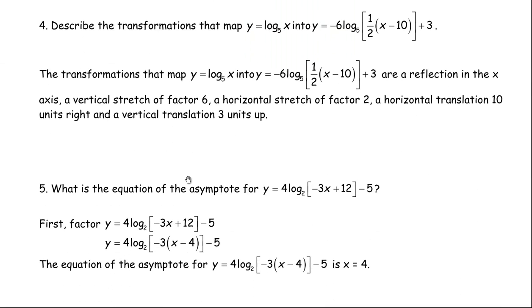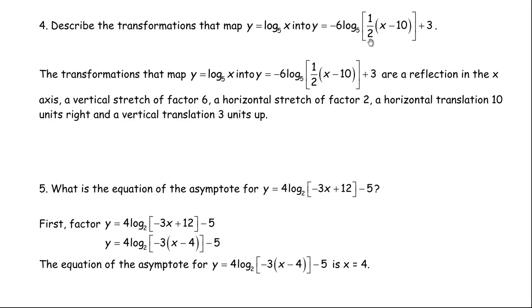For question number 4, it says describe the transformations that map y equals log base 5 of x into y equals negative 6 log base 5 of (1/2 x minus 10) plus 3. So there are several different transformations here. First of all, there's my answer statement here. The negative 6, so the negative in front here means there's a reflection in the x-axis. The 6 means it's stretched vertically by a factor of 6. See, they're both base 5, so the 5 has nothing to do with what the transformations are, because you're going from one log base 5 function to another log base 5 function.